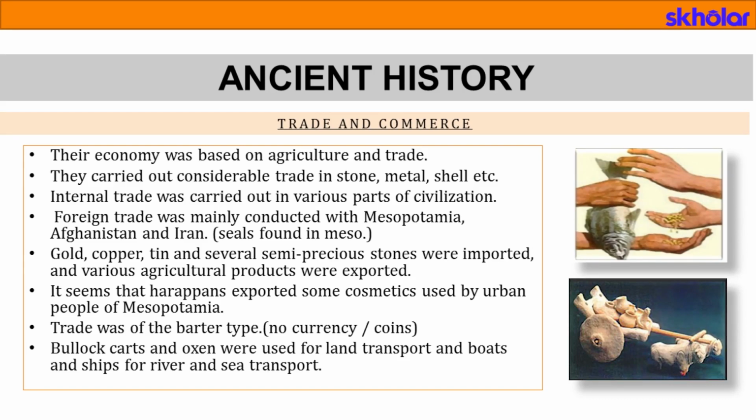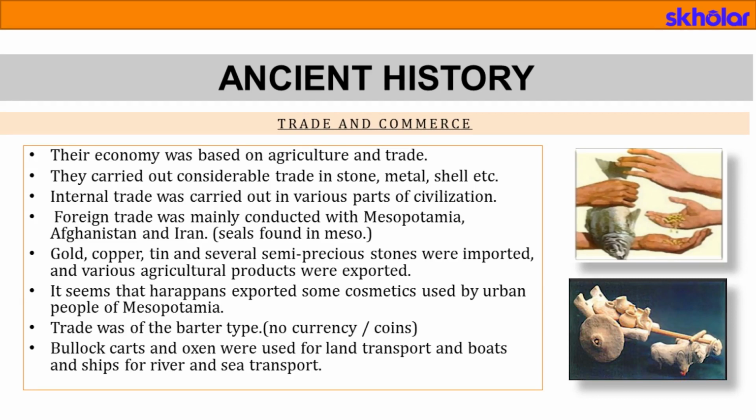Gold, copper, tin and several semi-precious stones were imported, and various agricultural products were exported. Since they were based on agriculture, agricultural products must have been exported, and the precious gold, copper, tin and several precious stones must have been imported. It seems that the Harappan people exported some of the cosmetics used by the people of Mesopotamia. It was mentioned in some books, so we can conclude that cosmetics were known to them, and they must have traded in cosmetics also.